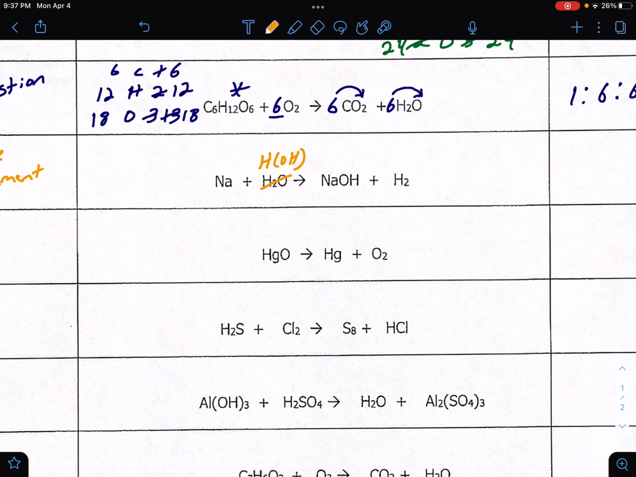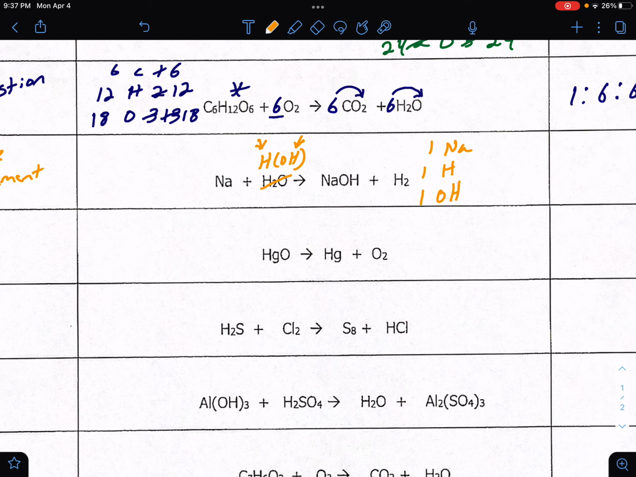So now the things I have to balance are sodium, hydrogen, and hydroxide. So I have 1 sodium on the left. I have 1 hydrogen on the left. Now, this is the hydrogen I'm talking about. This hydrogen right here is attached to that OH, so we do not care about that. So we do not have 2 hydrogens. That's technically 1 hydrogen and then 1 hydroxide.